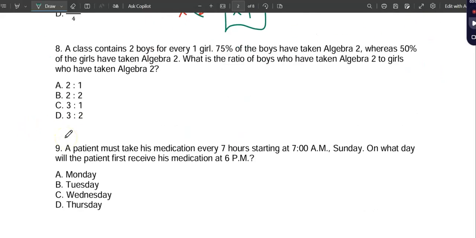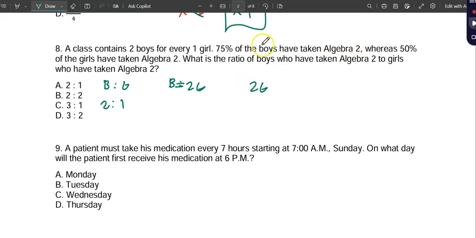Number 8. A class contains 2 boys for every 2 girls. So this involves a ratio question. So we have boys to girls. The ratio is 2 to 1. 75% of the boys have taken Algebra 2, whereas 50% of the girls have taken Algebra 2. What is the ratio of boys who have taken Algebra 2 to girls who have taken Algebra 2? So remember, the ratio of boys to girls is 2 to 1. So meaning to say, the boy is just equal to 2 times the girls, right?